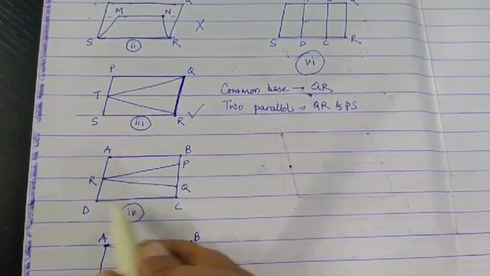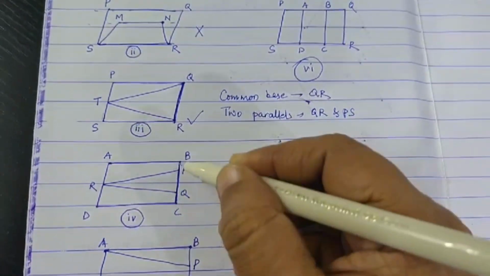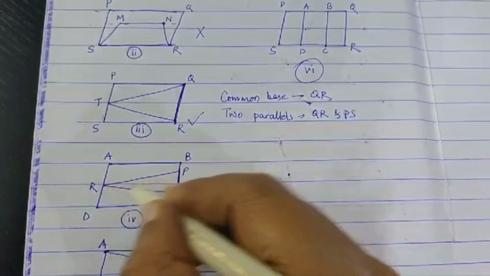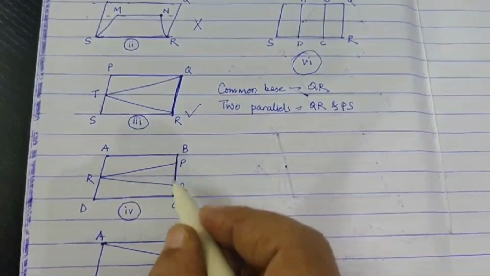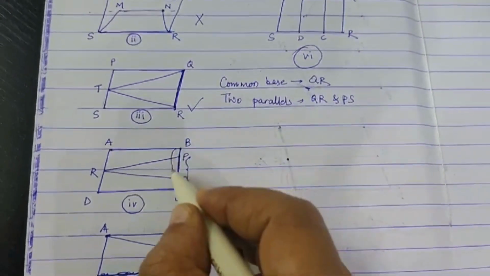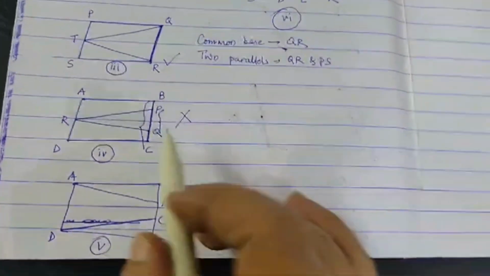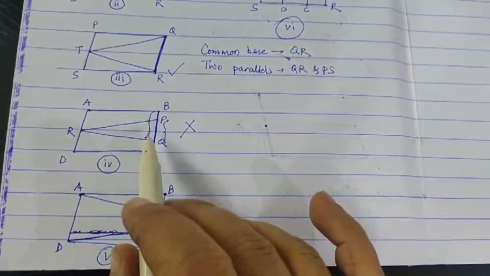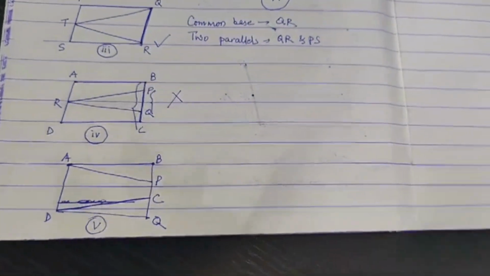Now let's consider this one. This triangle and this parallelogram are lying between the same parallels AD and BC, but the base is not common. It has PQ and it has BC. So this will not be a case. I had told you in the earlier section that at least the base should be common to both the figures.